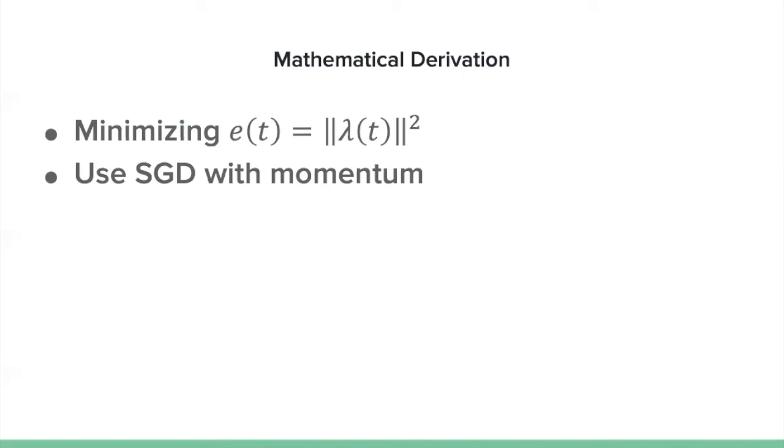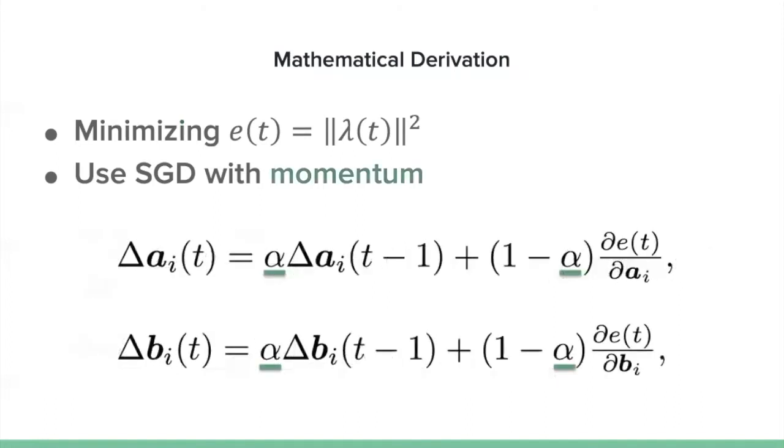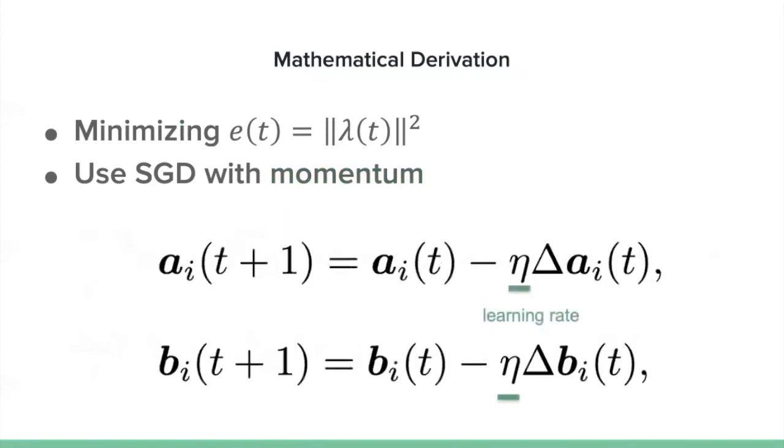So to do this, we use SGD with momentum and consider the local Lyapunov exponent expression that we had seen in the previous slide as a sort of a loss function, an error signal. So the first thing to do is to compute the gradient values of this error signal with respect to A and B, as indicated in the final step in the slide. Then we build the update equations where alpha indicates the momentum term. And finally, we obtain the expressions for the update rules, where eta is the learning rate.